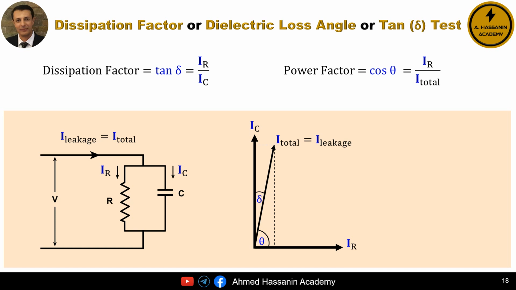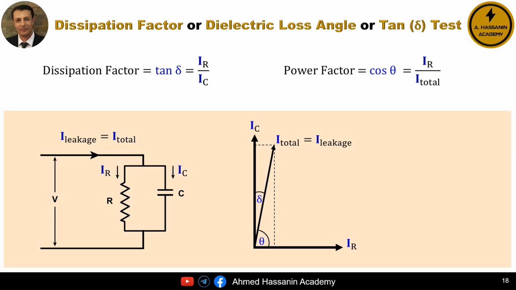From the diagram in front of us, we observe that when an AC voltage is applied to the insulation, a leakage current flows through it. This leakage current consists of two components. The first component is IR, which is the current flowing through the insulation resistance. The second component is IC, which is the current flowing through the capacitance of the dielectric. Accordingly, we can say that tan delta, or the dissipation factor, equals IR divided by IC.